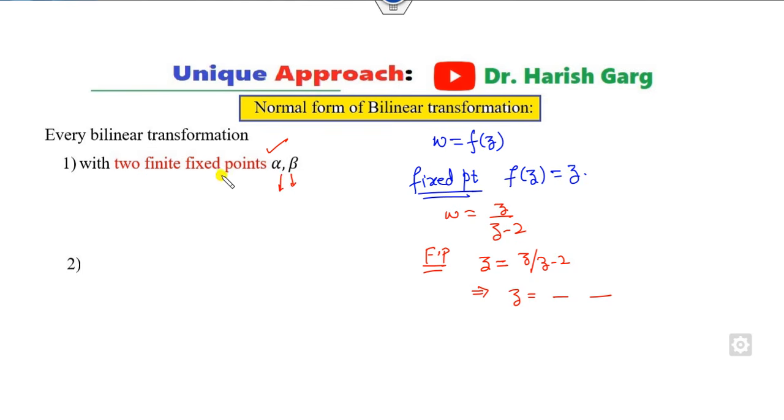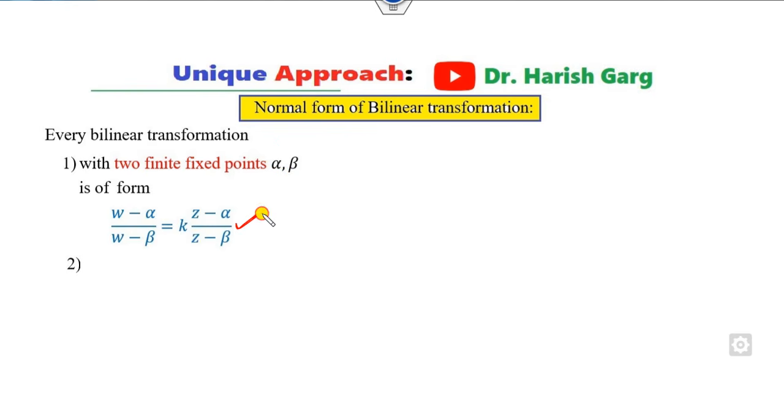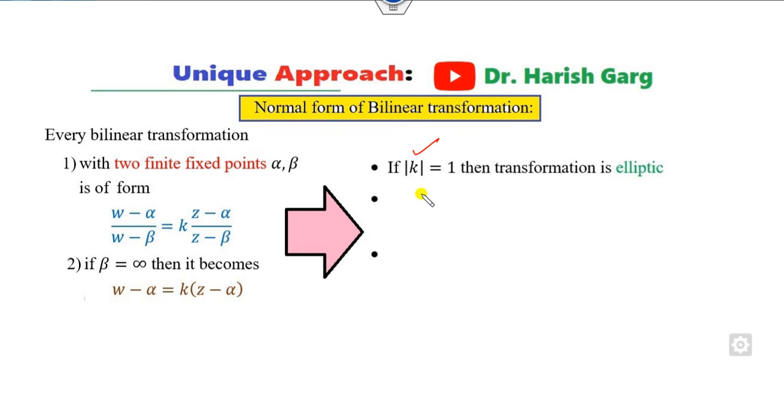If you have two finite fixed points alpha and beta with a condition of this form, or if any one of them is infinity, and it is of this form, then if you prove that k is 1, this Mobius transformation (az plus b) over (cz plus d) is elliptical.